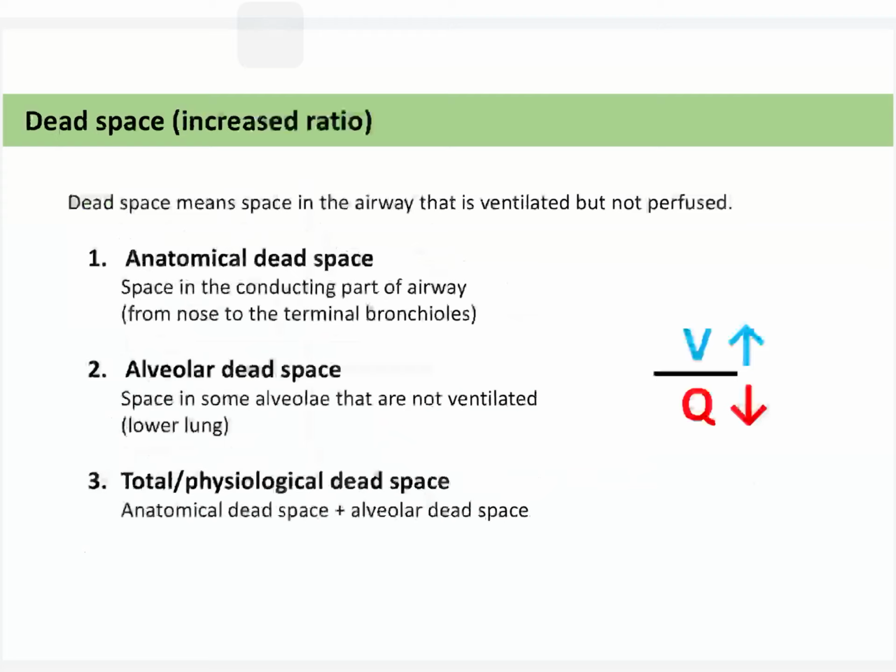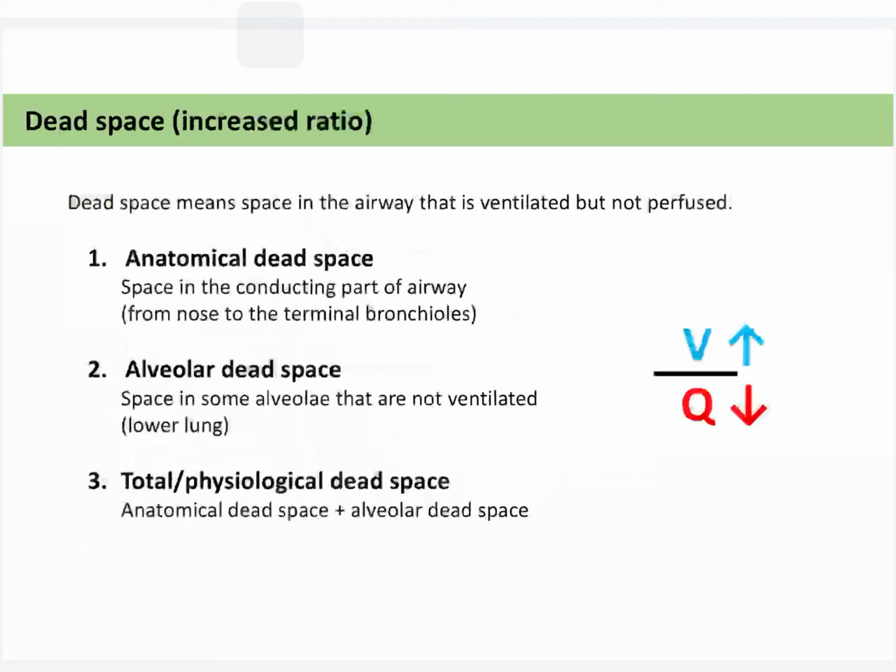Dead space means there is an increase in VQ ratio. There are different types of dead space. Here we are going to talk about the normal dead space. The first one is anatomical dead space. This means that the air within our nasal cavity, trachea, bronchi, and terminal bronchioles cannot undergo gas exchange. So this is the anatomical dead space.